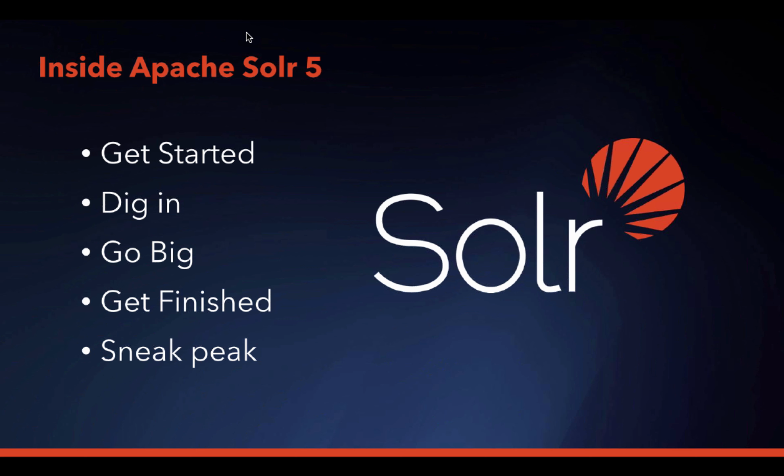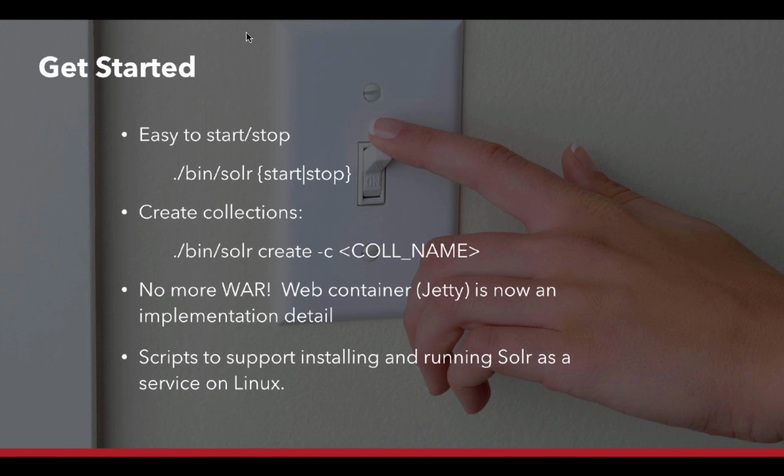So you saw already the get started stuff. One of the things we've heard from the community is that we want this stuff to be easier to start and run. And so we've done a lot of efforts around making sure that you can just download Solr, bin start, bin stop, all that kind of stuff. You can set up a cluster really easily. You can create collections really easily. We used to be very war-centric, web archive-centric. That's now essentially an implementation detail, so you don't have to worry about that anymore if you don't want to run in a container. And then we ship a bunch of stuff for making this easy for you to run in your environment as well.